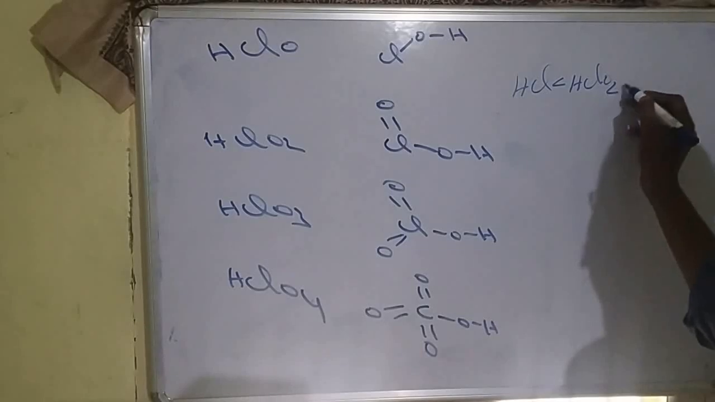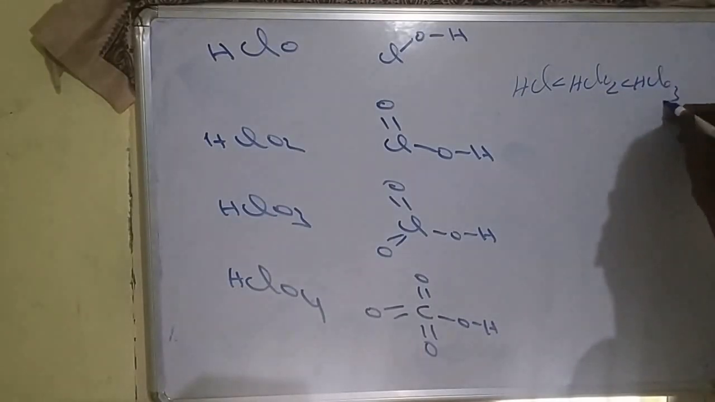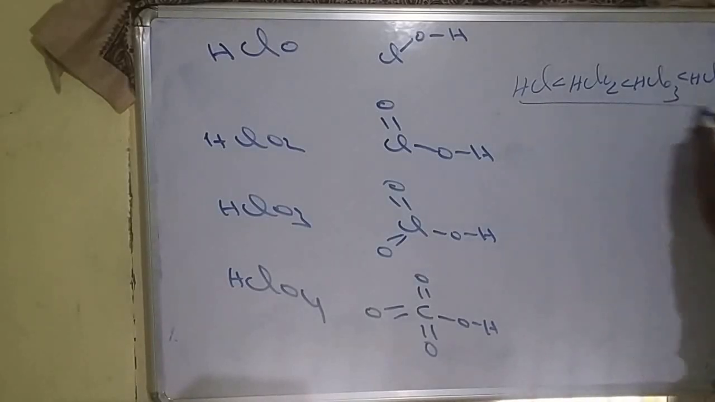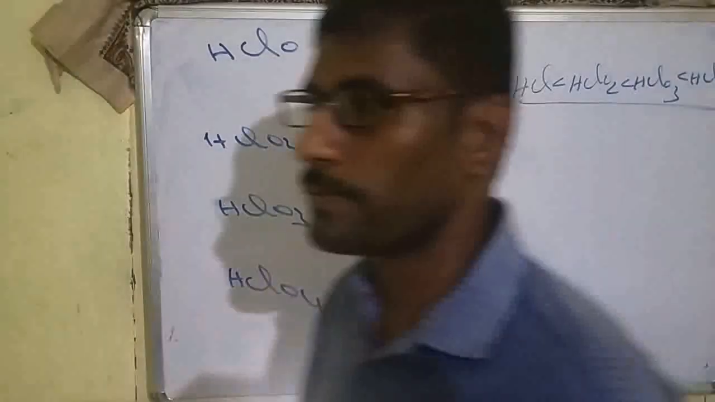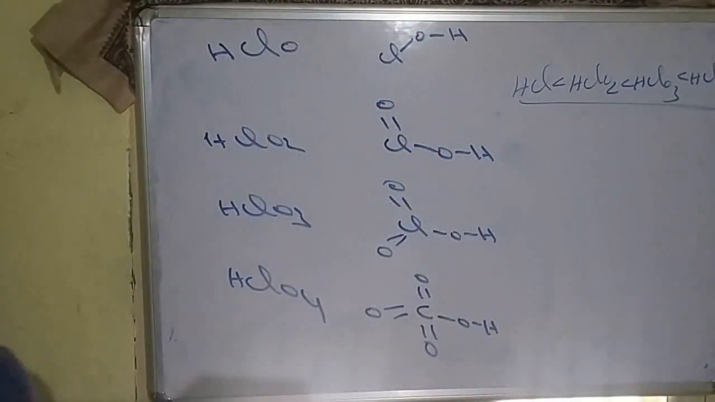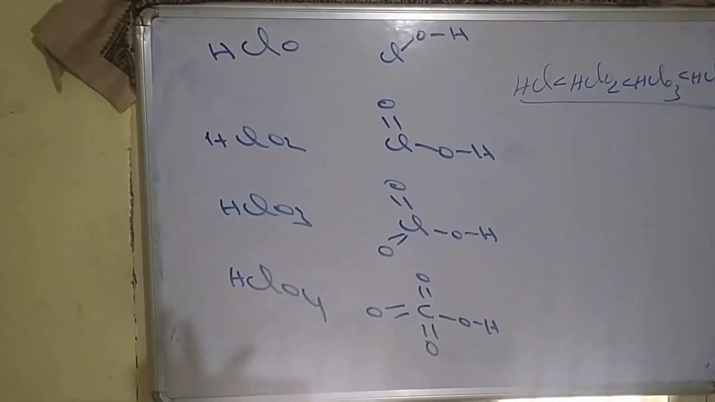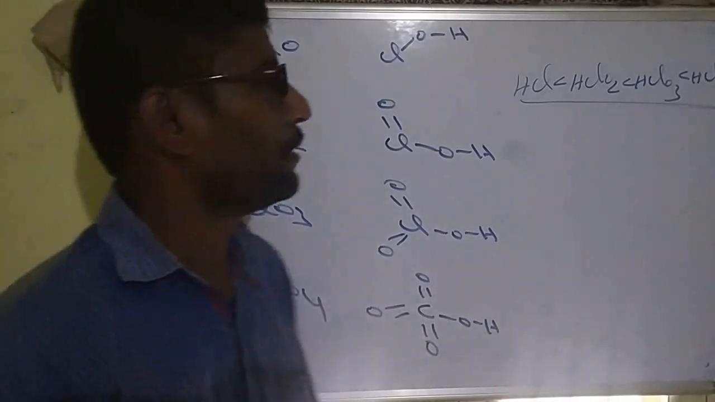HClO, HClO2, HClO3, HClO4. This is the order of acidic strength. Perhalic acids are strong acids compared with the rest. So this is the order of acidic nature. So that is about the 17th group.